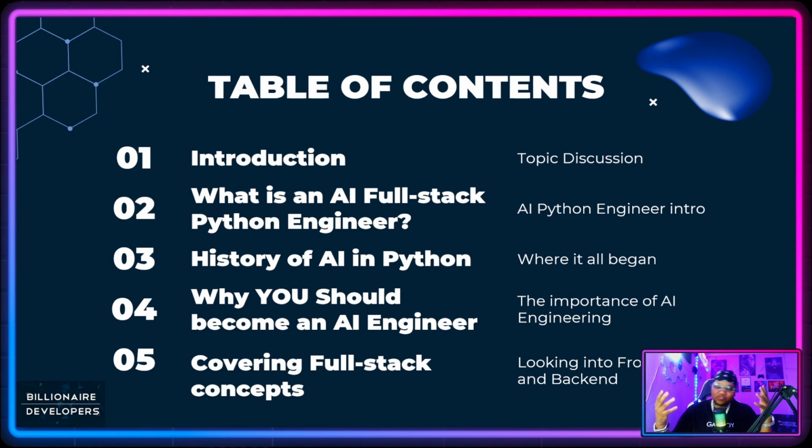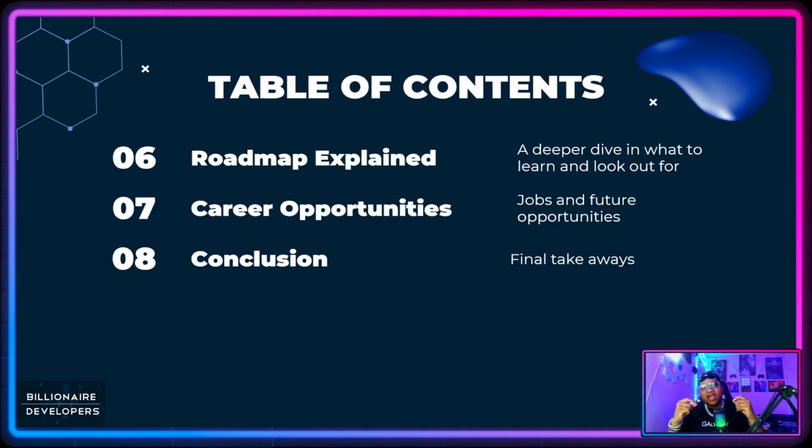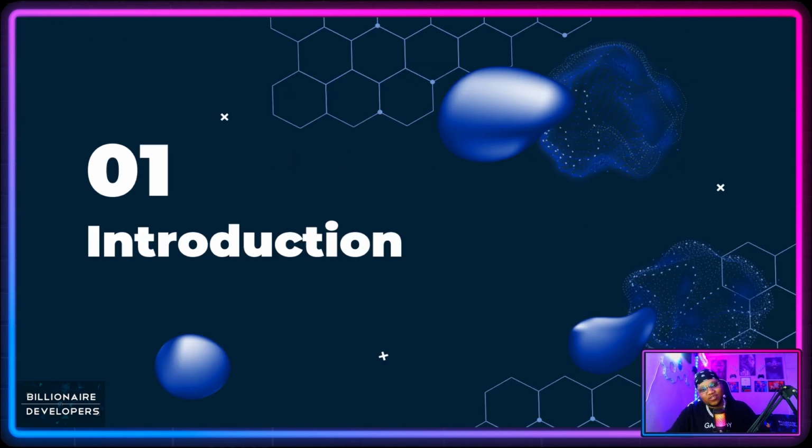First and foremost, we'll be doing introductions. And then I'll be talking to you about what exactly is an AI full stack Python engineer, right? We'll be taking things way back, how AI started and where Python actually started. We'll then be looking at the most important question, why you should become an AI engineer. I'll also be covering some full stack concepts, and then I'll be giving you a very detailed roadmap in terms of how to get started and all the way for you to succeed. And then I'll be covering some really interesting facts in terms of job opportunities that you guys can look into, and then we'll do the final wrap up and close up. So guys, let's jump straight into it.